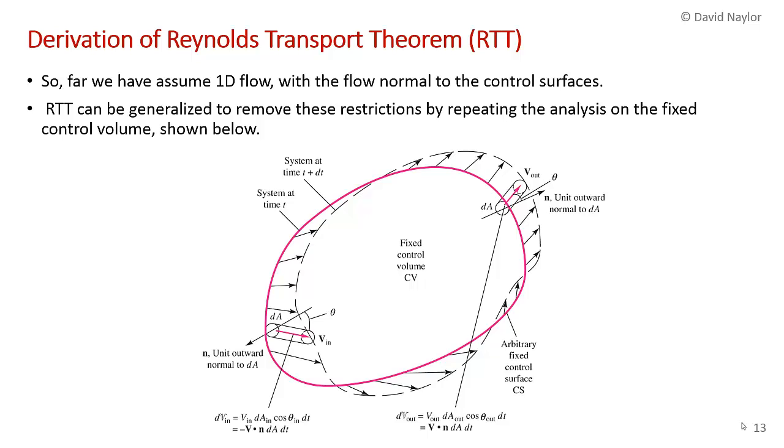So far we've been assuming one-dimensional flow with flow that's normal to the control surfaces. I mentioned at the beginning of this video that there's a general derivation in your book of Reynolds Transport Theorem where we don't make that assumption. And it's done using the control volume shown below here. If you go back and look at your textbook, I think you'll understand that derivation more easily now, having gone through the one-dimensional approach.